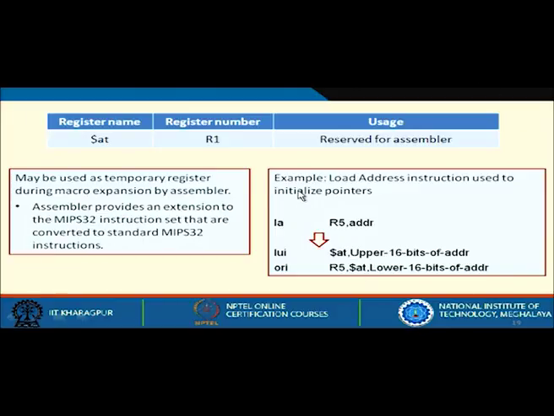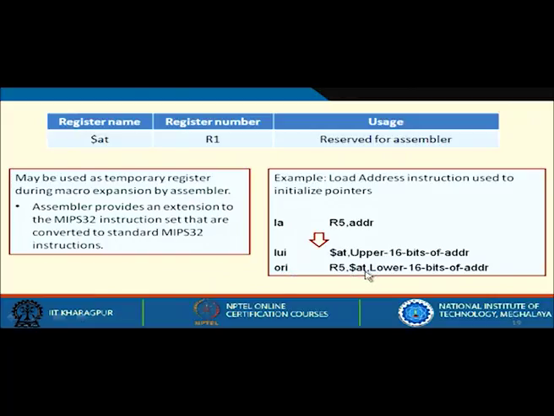Let us see an example. The load address instruction is used to initialize a pointer. That means, in R5 we are loading an address. ADDR is a label from where we have stored some data, and I am loading that particular address into R5. But this instruction is not there in MIPS. So, how will MIPS see this? MIPS will convert this into a set of two instructions: LUI, load upper immediate, where the upper 16 bits of the address are loaded, and then we do an OR immediate.